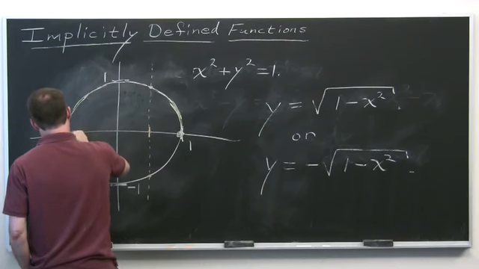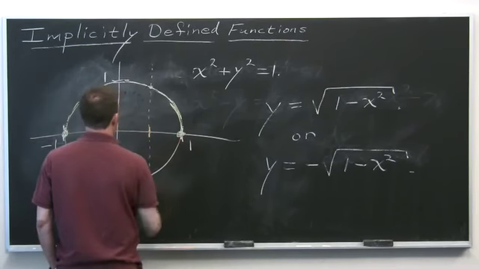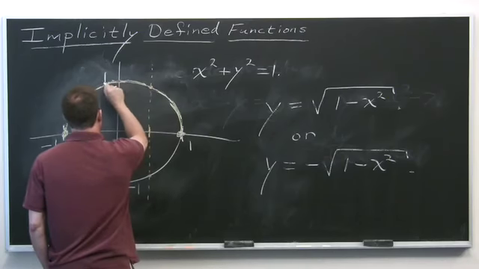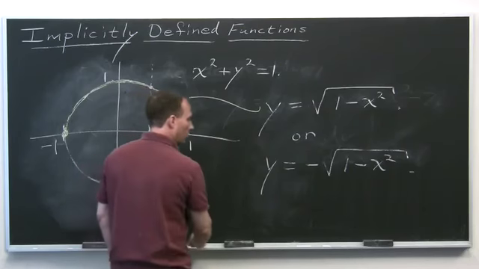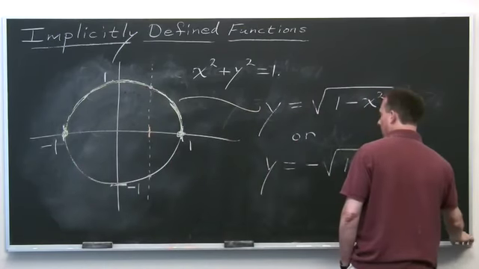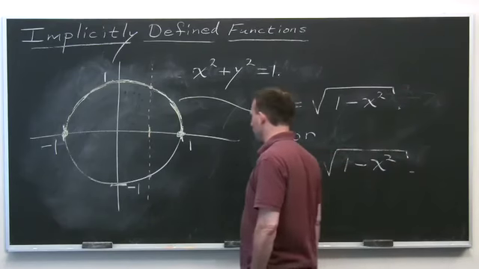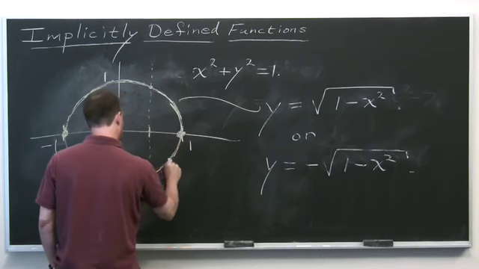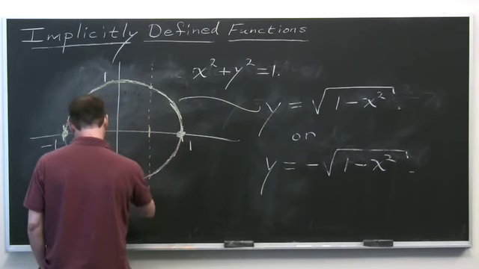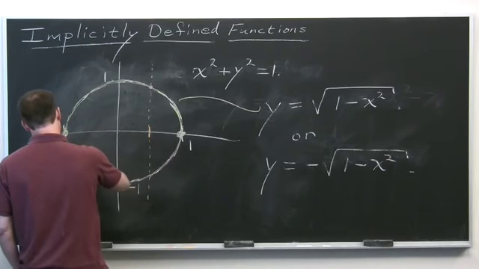So the upper half circle. So that's this one. Or this one is where all the y coordinates are 0 or negative. So that's the lower half circle. These two half circles intersect where y equals 0.